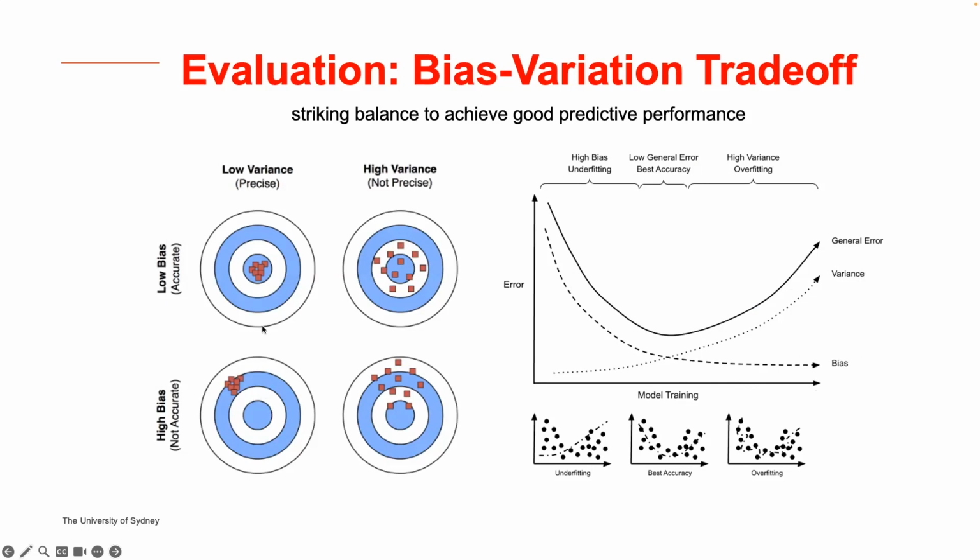Simple models tend to have a high bias and low variance. They may not capture the underlying complexity of the data, but are more stable and consistent across different datasets. Complex models have low bias and high variance. They can capture intricate patterns, but are sensitive to variations and may not generalize well to new data.